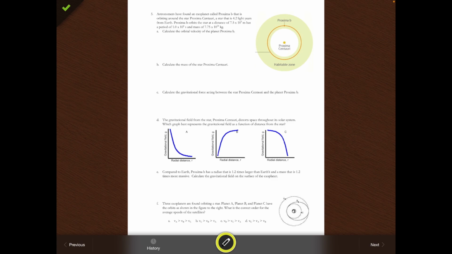Proxima b and Proxima Centauri, this is the solar system that is closest to ours. It's only 4.2 light years away, but our galaxy is like a few 100,000 light years across. So this is our very nearest neighbor. This planet is squarely within the habitable zone, which is kind of cool.